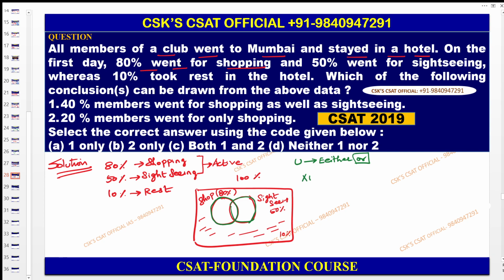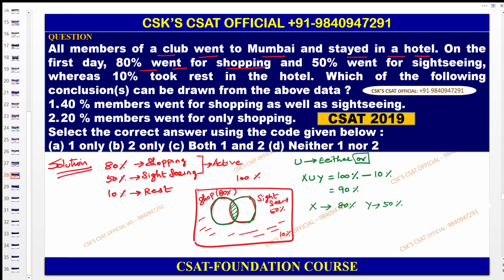Let us take X union Y. That X union Y, either or, is nothing but the total percentage minus those who are taking a rest here. So 10% taking rest. So therefore 90% of the people are doing these things, either this one or that one, right? Now after this you can take X here as shopping, that is 80%. You can take Y sightseeing as 50%. Now find out the both here.